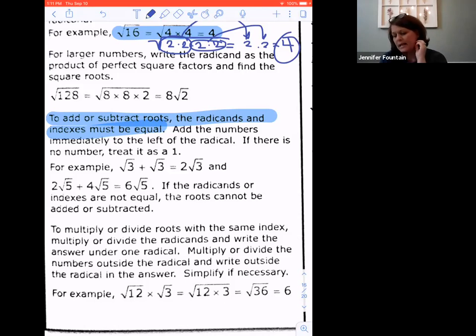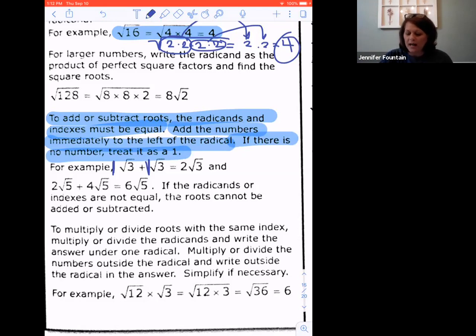All right. And it says if there is no number, treat it as a 1. So if we look in front of that square root of 3, I do not have a number here, so I'm going to act like I've got a 1 there, because the understood number in front of a radical would be 1 times the square root of 3. And so it says here, you add the numbers immediately to the left of the radical. If there is no number, treat it like a 1.